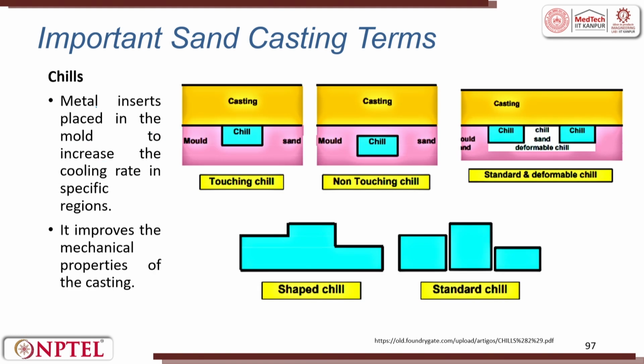So, we already discussed chills. Metal inserts placed in the mold to increase the cooling rate in a specific region are chills. So, this is the mold, this is the casting, this is the chill, this is the mold. You can have casting, mold, chill, and then you can have this. Here the casting is touching the chill; in this one the chill is not touching the casting. And here you can have standard and deformable chills.